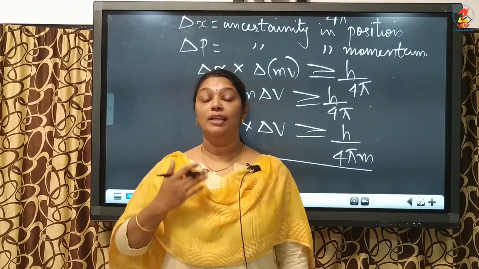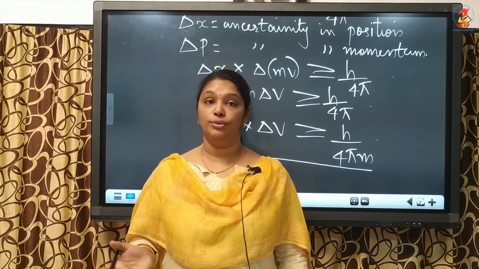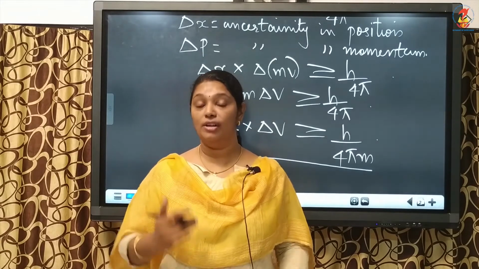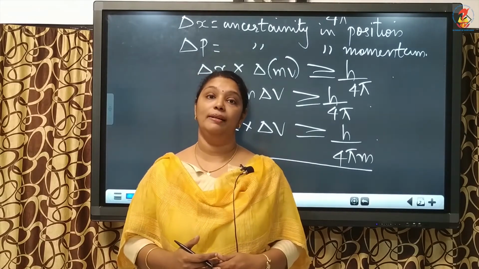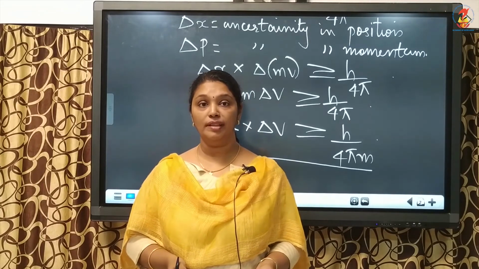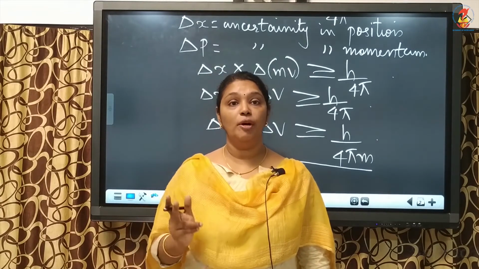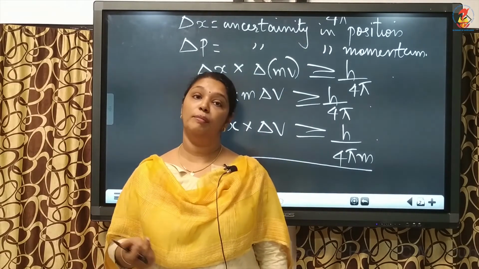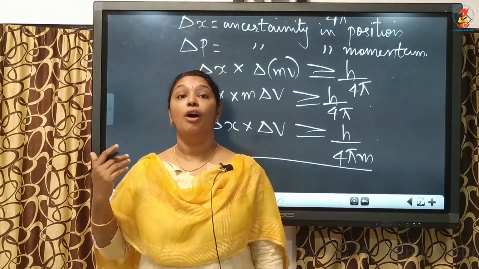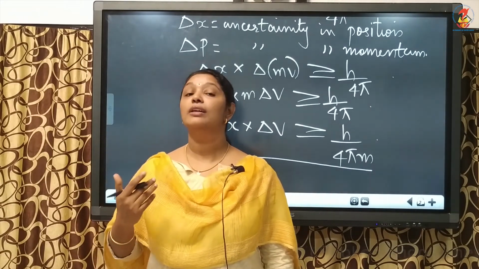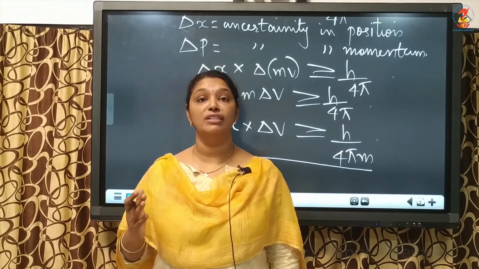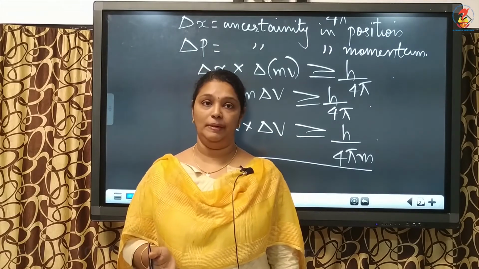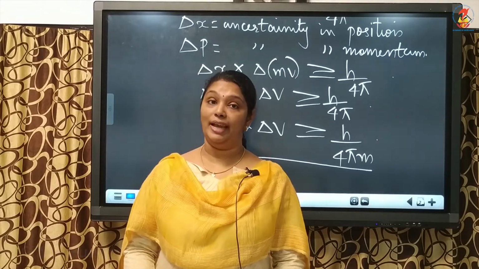So, now the concept of orbit is ruled out, it is not present. We have another concept called orbital present in an atom. These are the two important theories that led to the formulation of the quantum mechanical model. Now, you will learn the concept of orbital in the quantum mechanical model. We don't have the concept of orbit anymore after Heisenberg's uncertainty principle. So, let's see what the quantum mechanical model is.